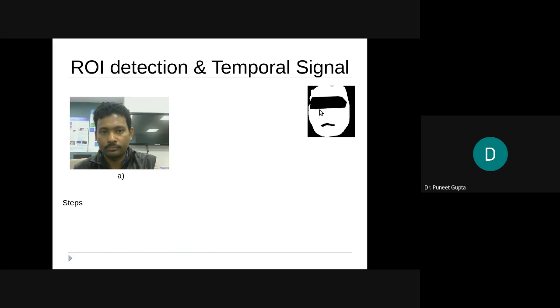So does anyone want to try how I can reach from here to here, from an input frame to this output binary mask? Can anyone tell me? Does anyone want to try this? How can it be performed?